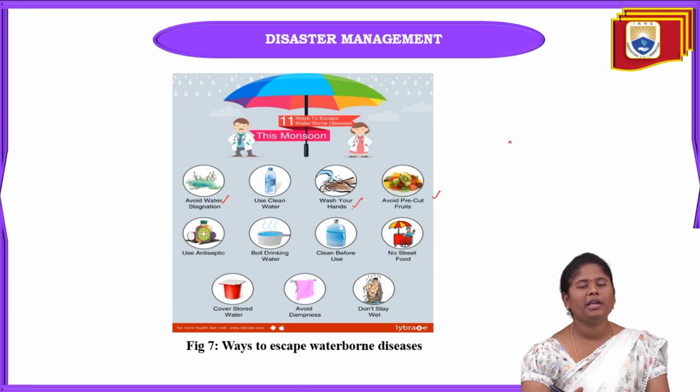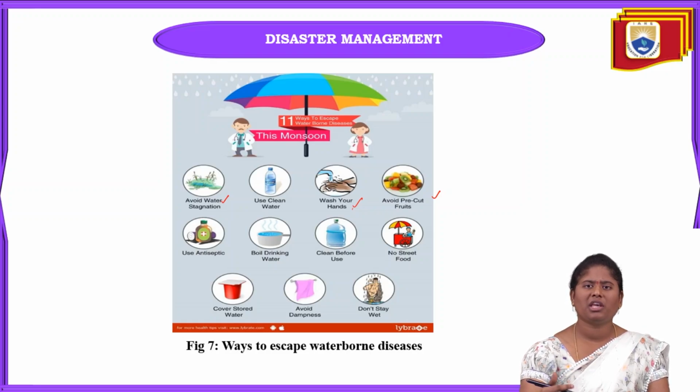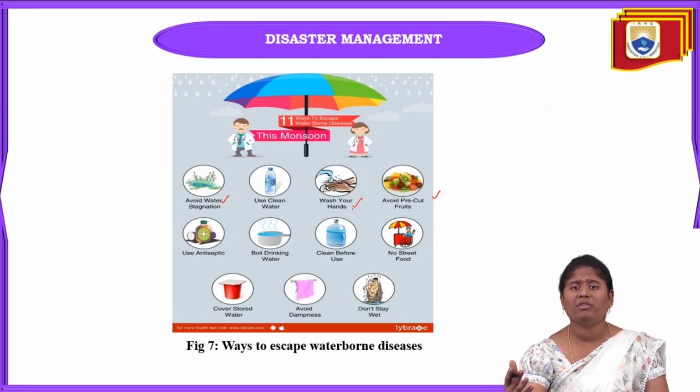And next one is avoid pre-cut fruits. Means when we are eating only, we have to cut the fruits. After cutting the fruits, if we keep the fruits out for 2 to 3 days, or even 1 day, that will impact our body. That may sometimes cause these waterborne diseases.